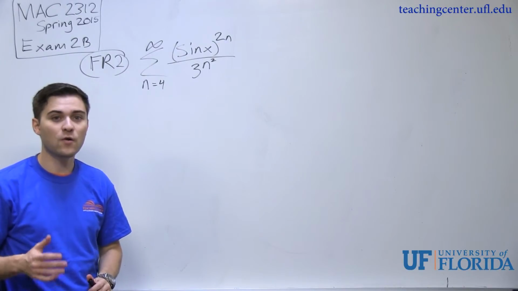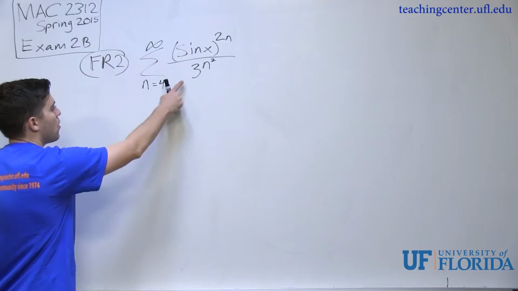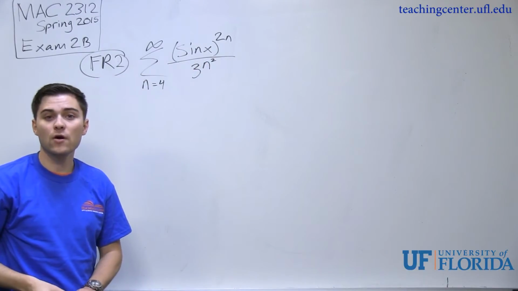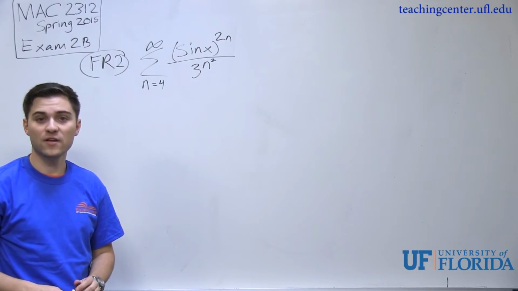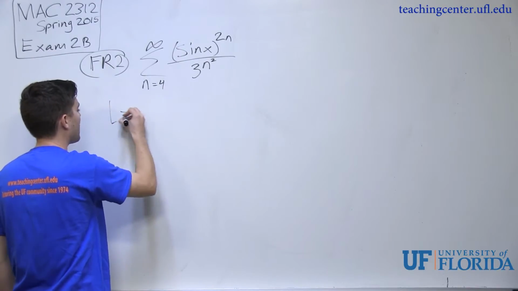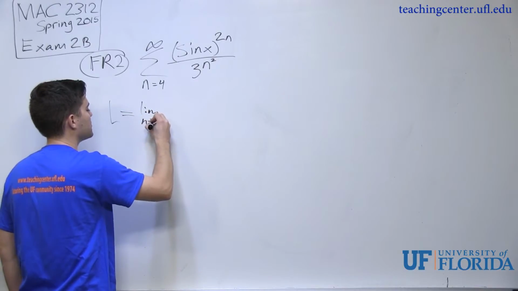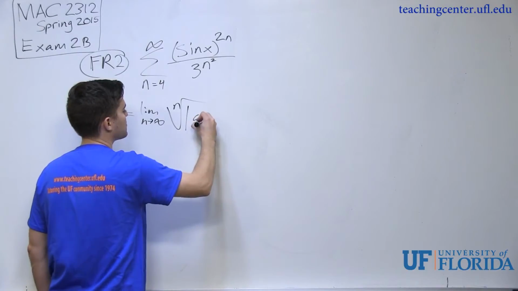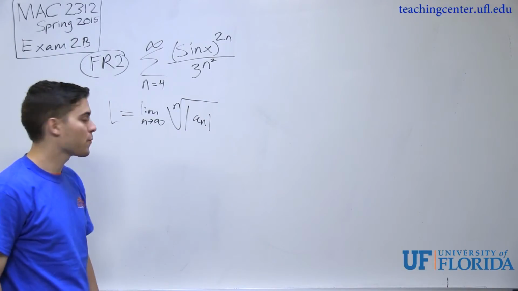So first off, we need to find a way to figure out if it converges in general. I have 2 to the n power, and I have 3 to the n squared on the bottom. What that tells me is I'm probably going to use the root test to figure out its convergence. So I'm going to go ahead and apply the root test. L is equal to the limit as n approaches infinity of the nth root of the absolute value of a sub n. I go ahead and apply that formula.